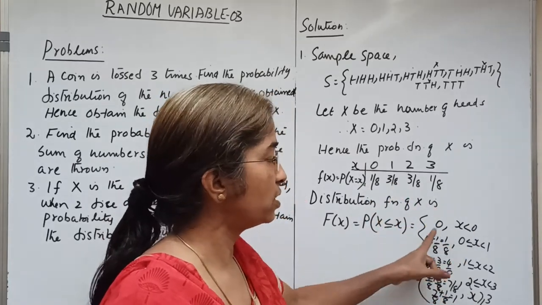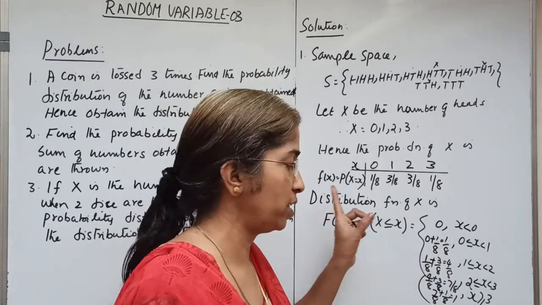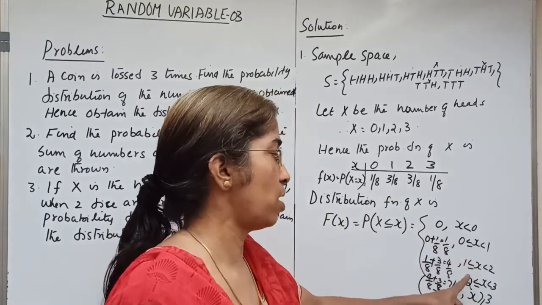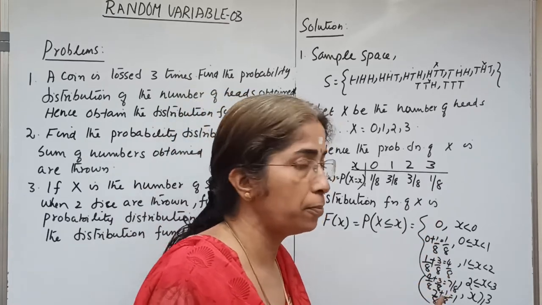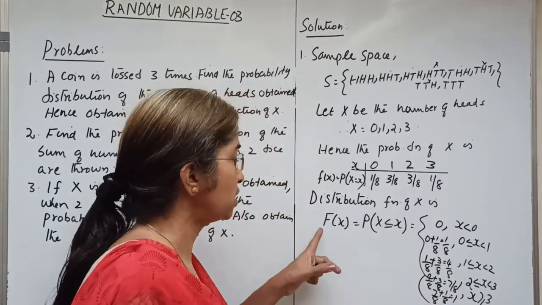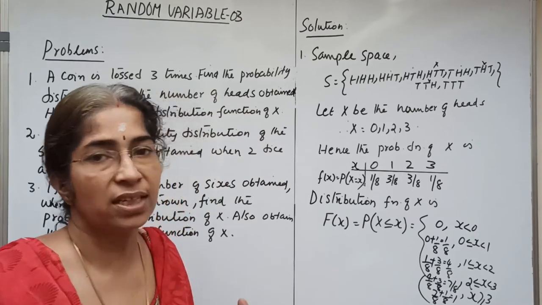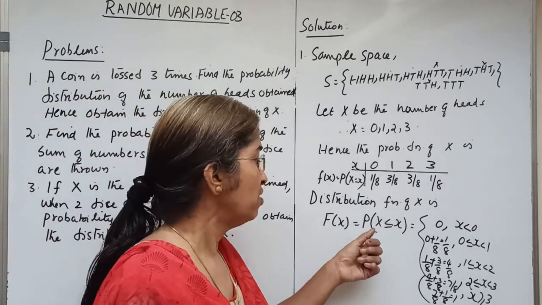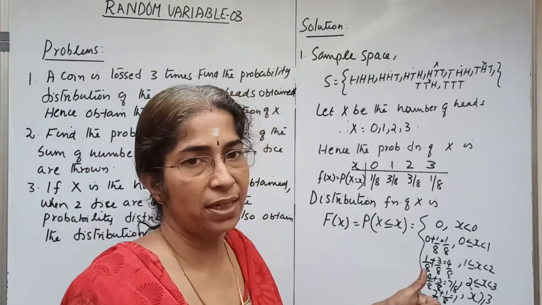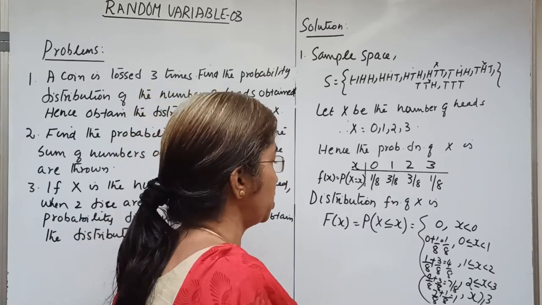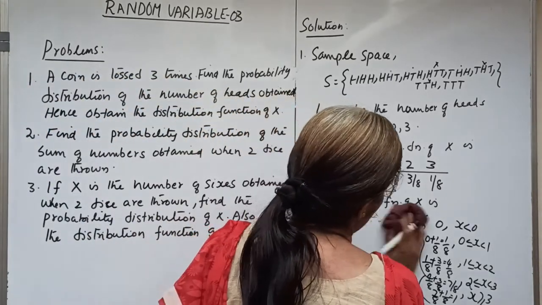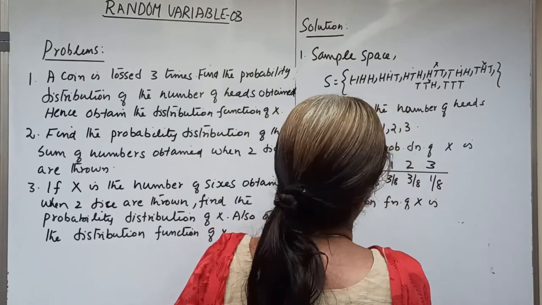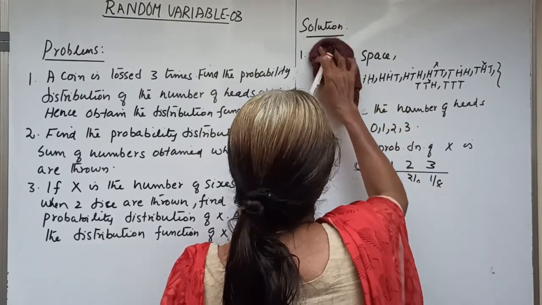And we define this function from minus infinity to plus infinity for all x, and it takes values from 0 to 1, both included. This is capital F of x, the distribution function of x, which is defined as probability x less than or equal to x. Now this problem is over. We consider the next problem.